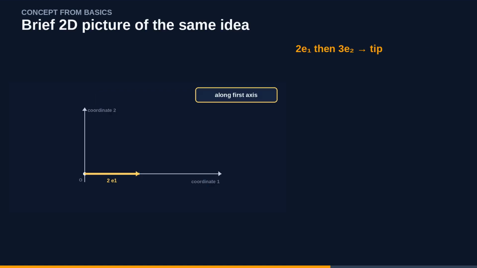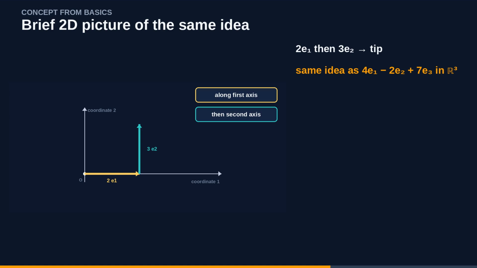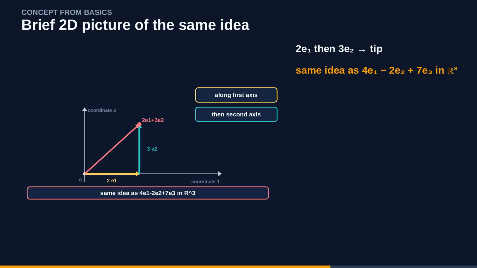A short geometric check in 2 dimensions, only to see the same idea. Move 2 steps along E1, then 3 steps along E2. The tip-to-tail path lands at 2E1 plus 3E2. In R3, the machine ticket does the same job with 3 axes. Scale each basis direction, then add. The picture is optional. The ledger works without it.